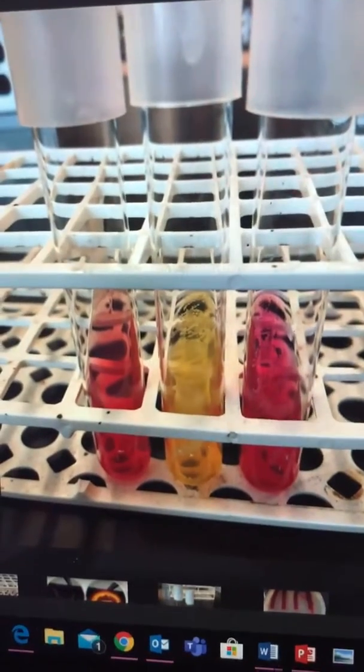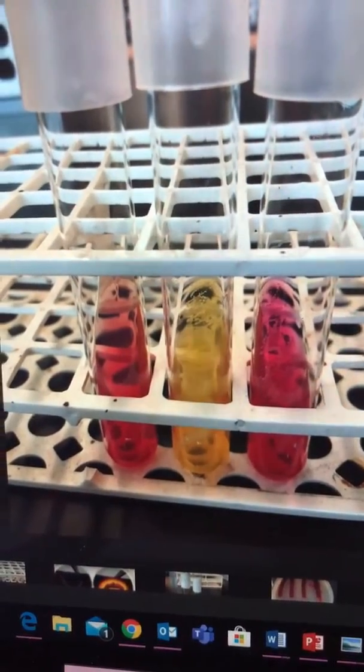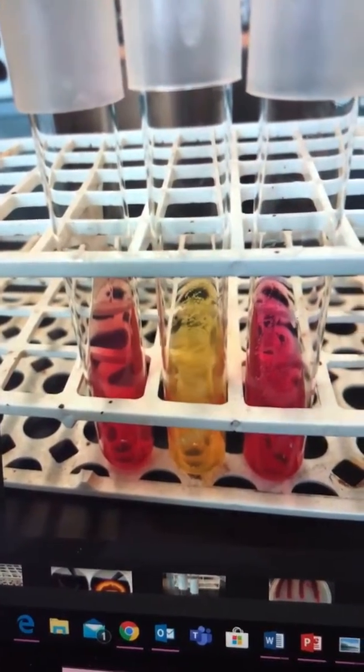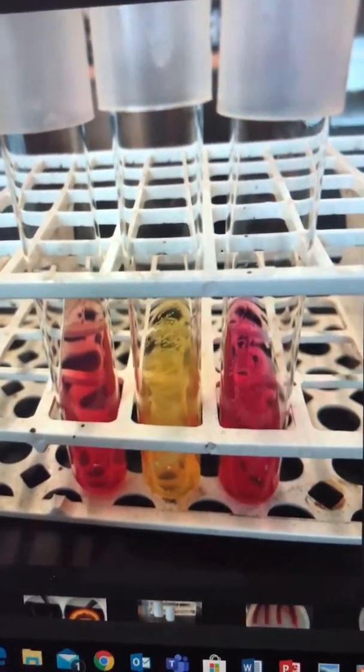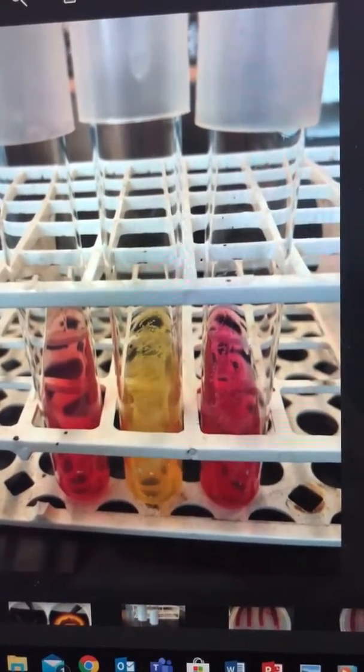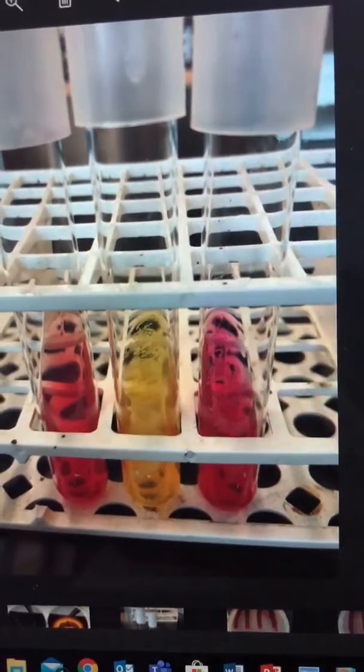The test tube on the left is the uninoculated control, which means that's the original color it was. It's a red color because phenol red is the indicator in here that we're testing. The middle one is the positive control, and the one on the right is the negative control that was inoculated.